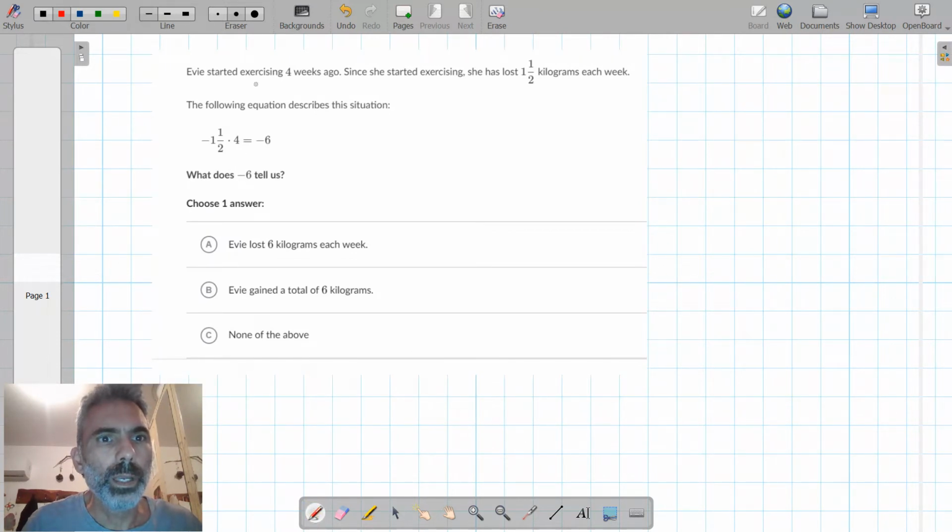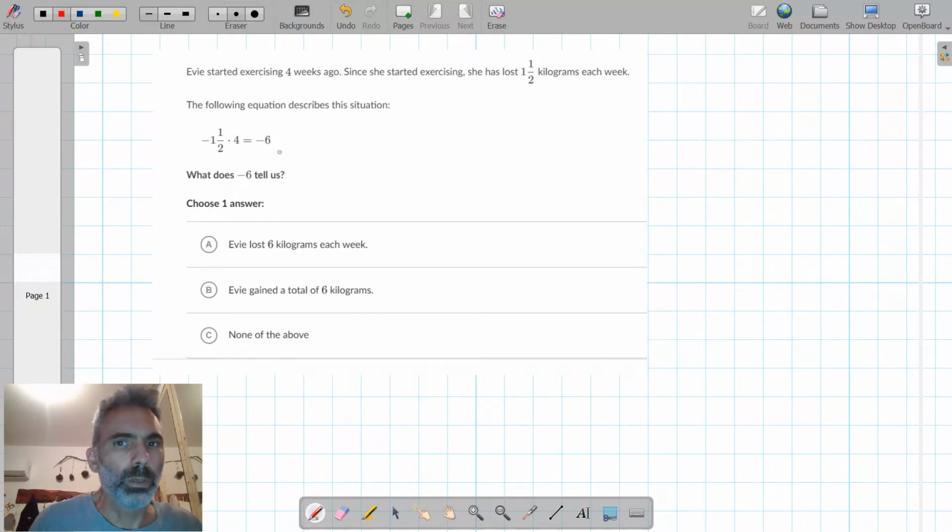Evie started exercising 4 weeks ago. Since she started exercising, she has lost 1.5 kilograms each week. The following equation describes this situation. Minus 1.5 times 4 equals minus 6. What does minus 6 tell us?